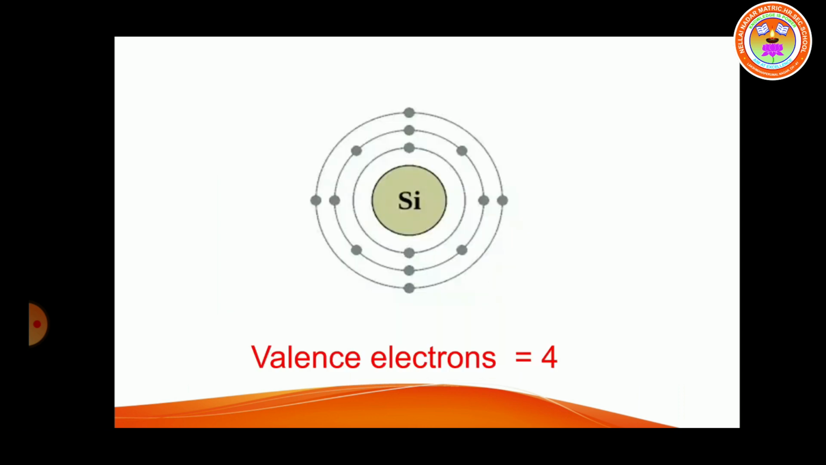Look at this example. This is the structure of silicon. How many electrons are present in the outermost orbit? That means the last orbit. 1, 2, 3, 4. So valence electrons is 4.